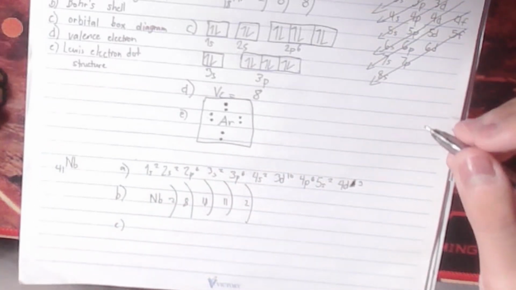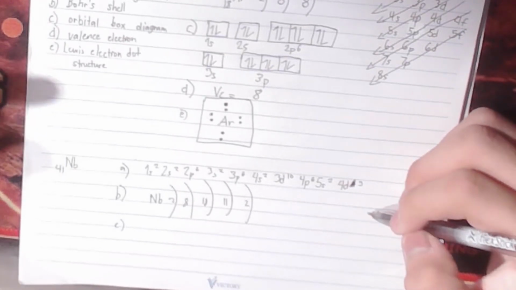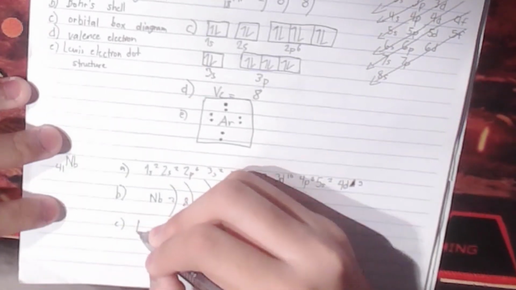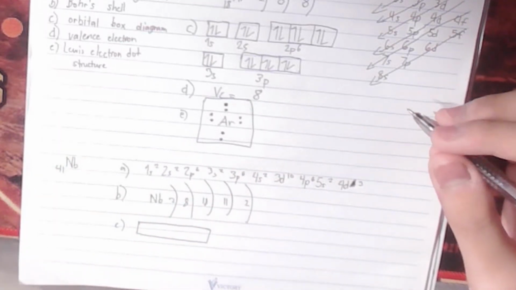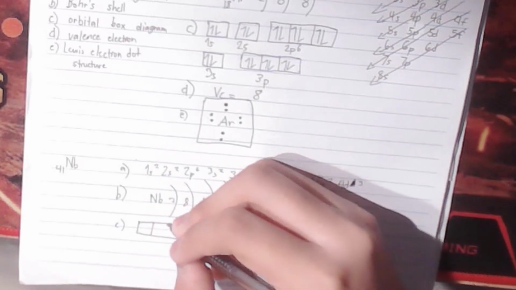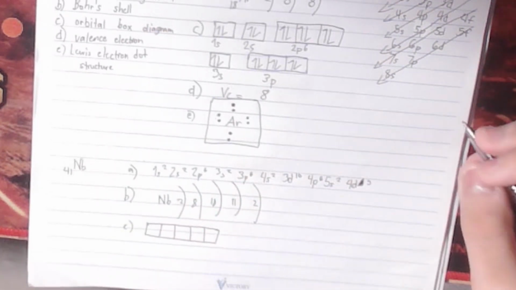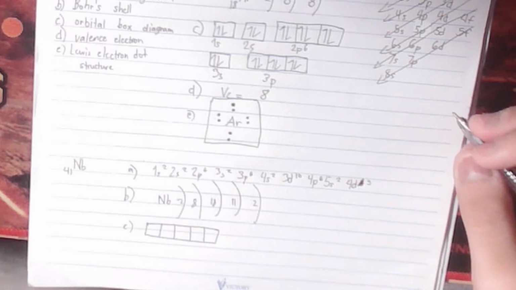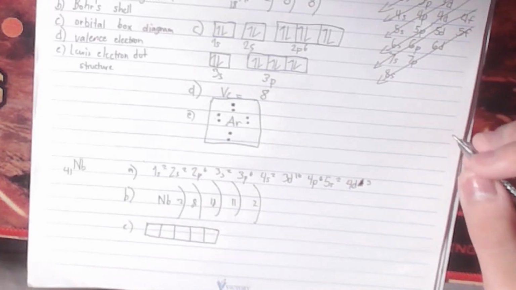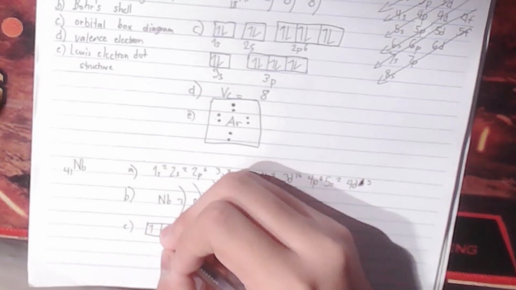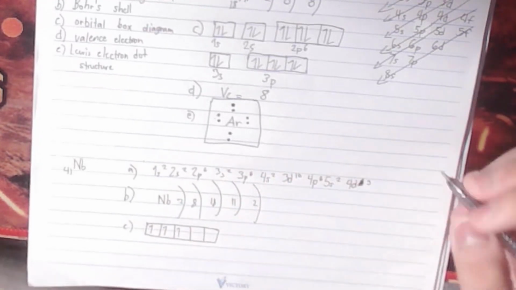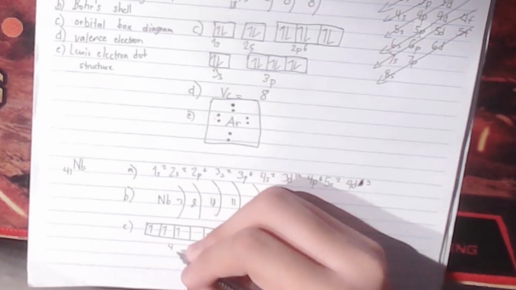Letter C, orbital box diagram. Let's skip the entire thing and go straight to 4d3, since this is where we're going to apply Hund's rule. Since the d sublevel has 5 orbitals, we're going to put in 5 boxes. And now let's put the electrons in each box. You need to distribute them per direction. So we first start with the clockwise. 1, 2, 3. And that is all of the electrons. 4d3.